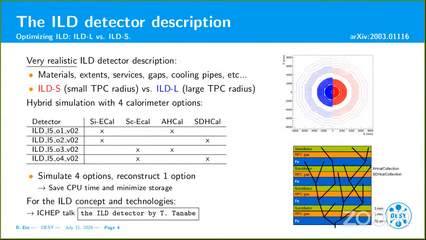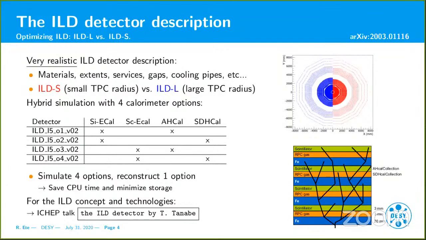About the ILD detector, it's one of the detectors at the interaction point of ILC. There's an arXiv link there, which links to what we call the IDR, the interim design report of the ILD detector. It describes what I'm talking about here. This implementation of the detector in our framework is very realistic. We describe all materials, extents, services, gaps, cooling pipes, really everything inside. For this report, we studied different designs, namely two designs based on the large and the small TPC radius. This is what you can see on the top level plot there.